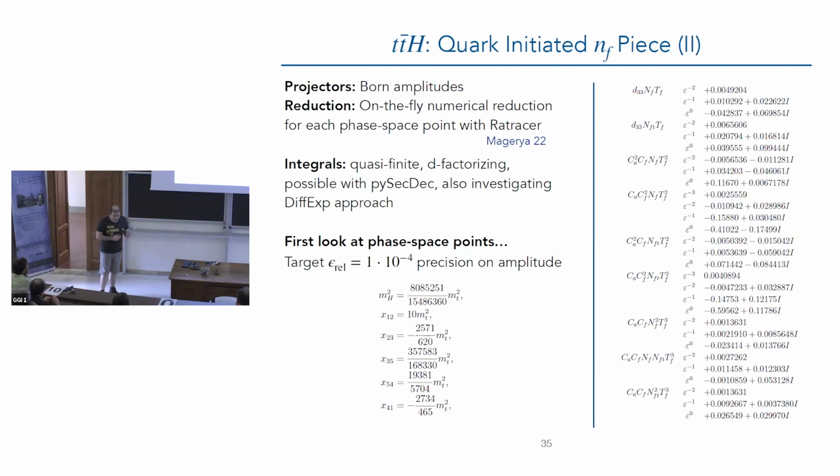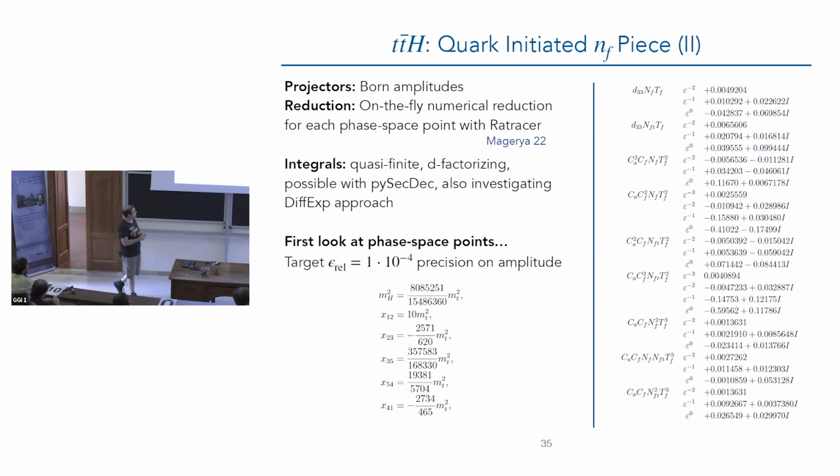Now, we've also been able to numerically evaluate this entire amplitude. So for the projectors, we use the Born amplitudes. For reduction, we do an on-the-fly numerical reduction for each phase space point, which is accelerated by this RatTracer tool of Italy. And for the integrals, we choose quasi-finite defactorizing integrals that have nice properties for PySecDec. And we're also investigating the series expansion of differential equation approach.